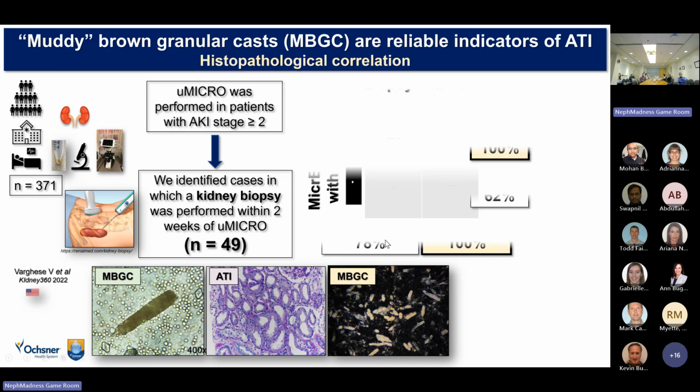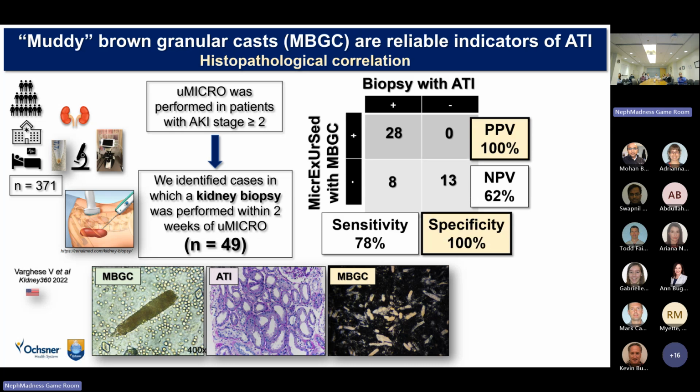So what were the results in terms of predictability of ATN? Well, the positive predictive value was 100%. Every single patient in whom we found abundant muddy brown casts in the sediment had ATN on the biopsy. The negative predictive value wasn't good, so it's important to note that it's not necessarily a good exclusionary test, but in terms of specificity and PPV, it performs as good as you can be.